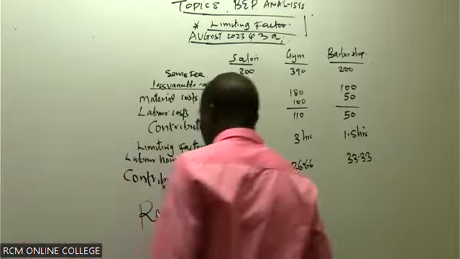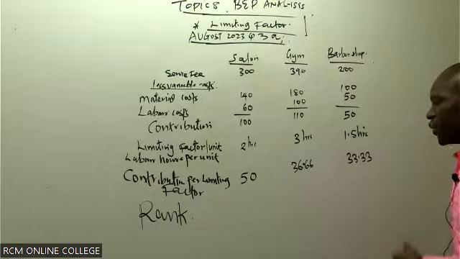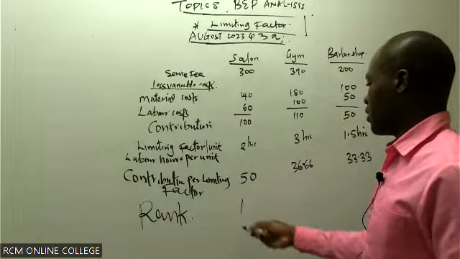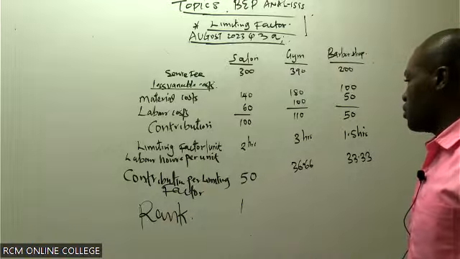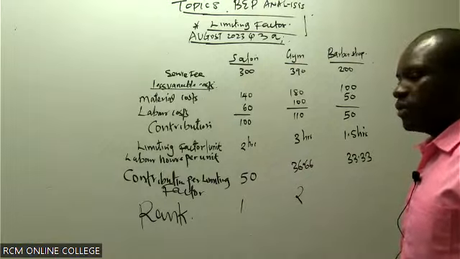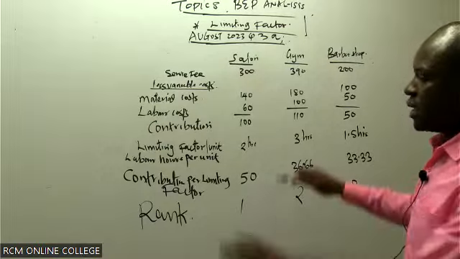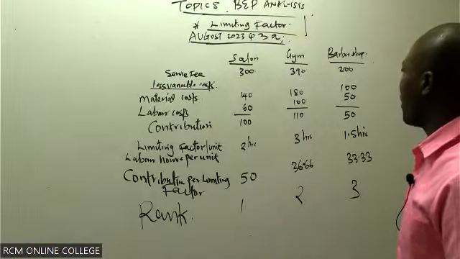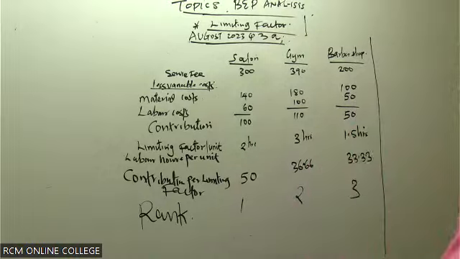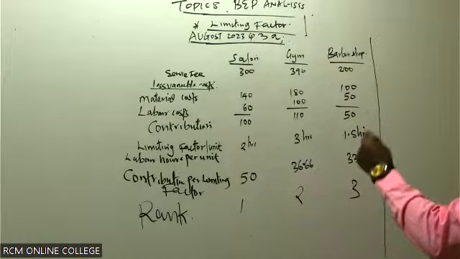Let's do the ranking. So which one will be number 1? The higher the value, the better for the company. This one here, is it? Then number 2, this one here. Then number 3, the last one here. That's how we do it all through. Now, having done that, I've known number 1, number 2, number 3.